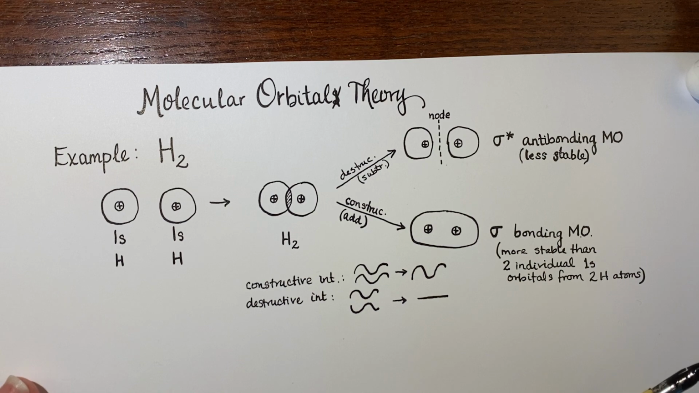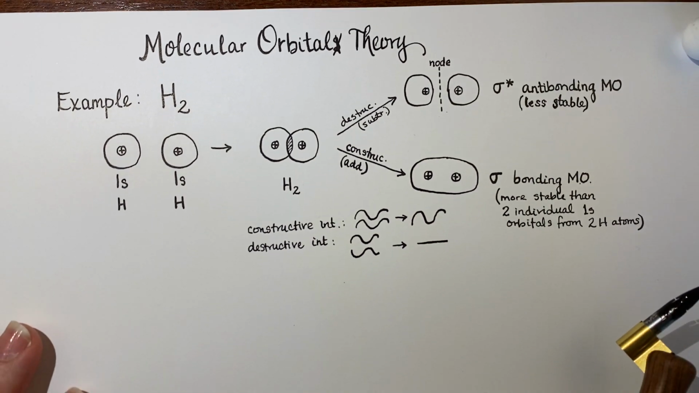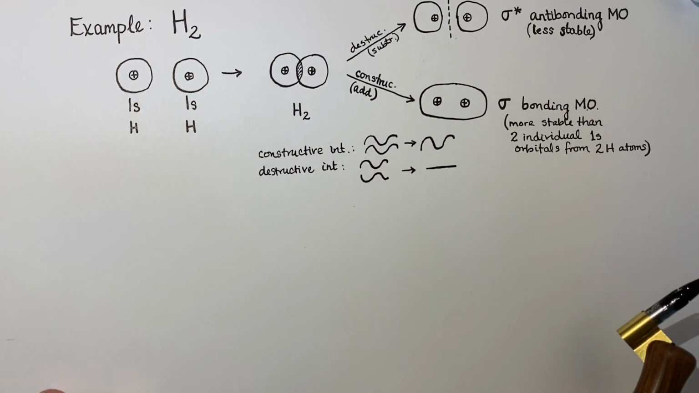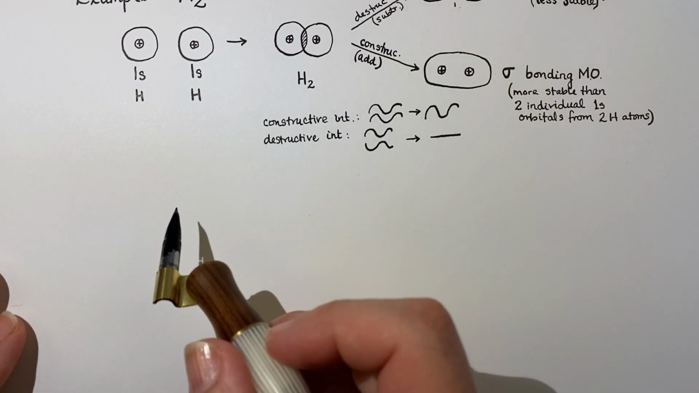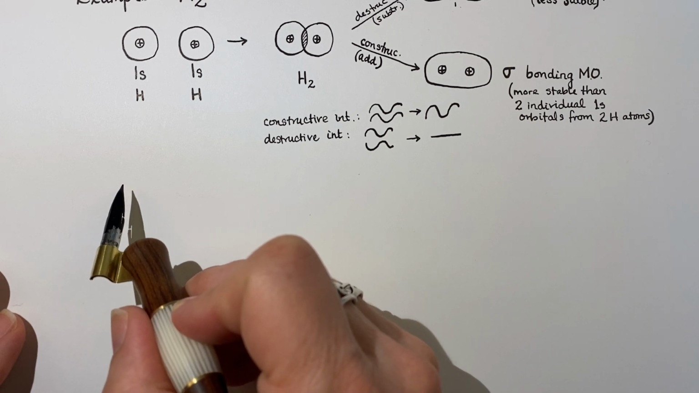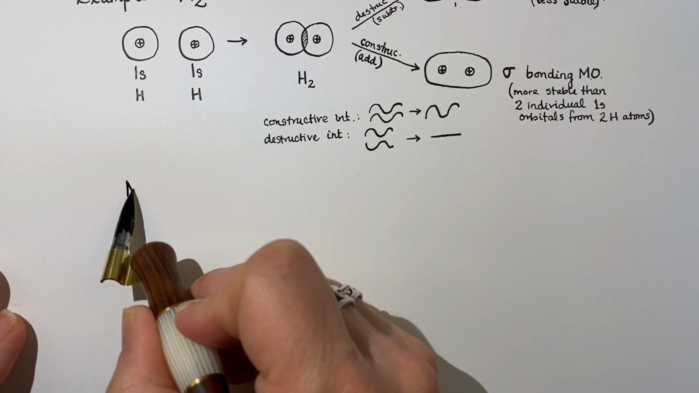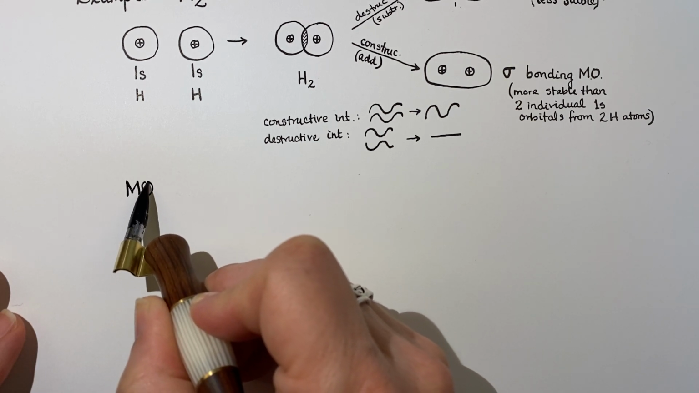We can also show this energetically with what are called molecular orbital diagrams. And what's interesting about this, they're called MO diagrams.